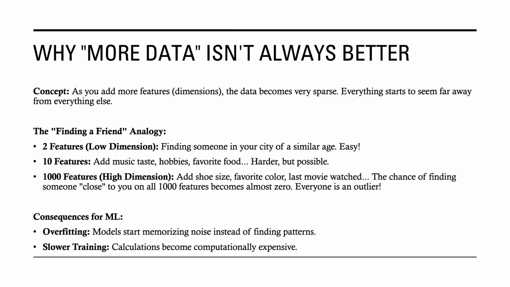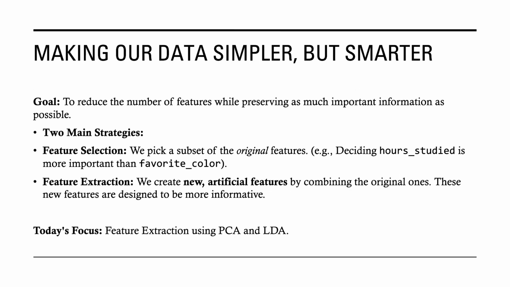So problems of this are obviously overfitting and slower training because you have a huge amount of data. So how do we make data simpler? We do this through feature selection and feature extraction. Feature selection basically is if we have multiple features, we only pick a few features. And feature extraction is you can club two or more features together to make one singular feature, which gives the same amount of information to a machine learning model as those two features individually. So today we are going to look at feature extraction using PCA and LDA.